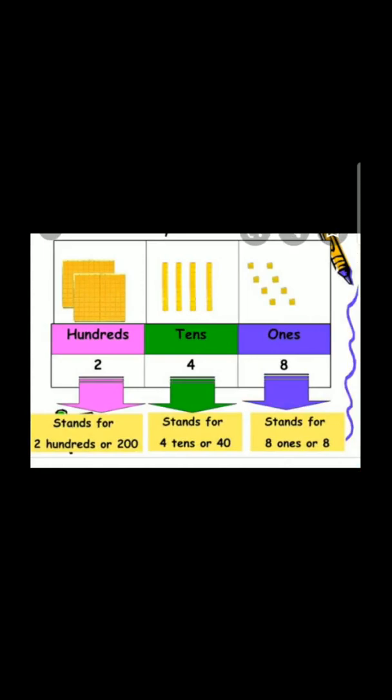Now, see students, this picture. See, blue color column. How many ones are there? Means units. 1, 2, 3, 4, 5, 6, 7, 8. 8 ones are there. So, that means 8 stands for 8 ones or 8. See, green color column. How many tens are there? 1, 2, 3, 4. 4 tens are there. It means 4 stands for 4 tens. Otherwise, 4, 0, 40. Okay.